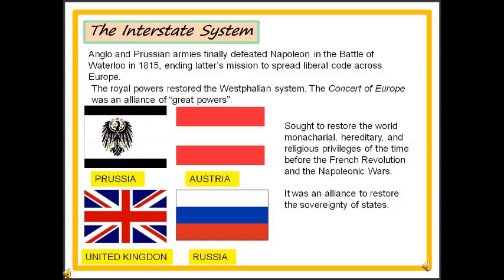So the royal powers restored the Westphalian system by forming the Concert of Europe as an alliance of great powers. It sought to restore the monarchical, hereditary, and religious privileges of the time before the French Revolution and the Napoleonic Wars. It was an alliance to restore the sovereignty of states. The implementation of the Napoleonic Code shocked the monarchies and the hereditary elites of Europe, and they mustered their armies to push back against the French emperor. Then, to prevent this situation, the royal powers created the Concert of Europe.